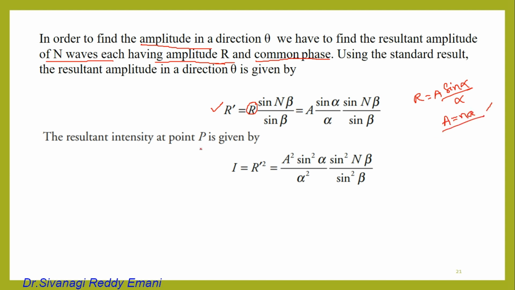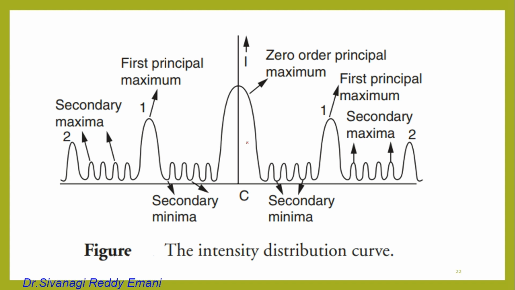Then the resultant intensity at a point P is given by the square of the amplitude. When we do the square, it will become A square sin square alpha by alpha square, sin square n beta by sin square beta. This one we will draw as an intensity distribution curve. First principal maximum, then second principal maximum. Like that we can get the intensity distribution here.